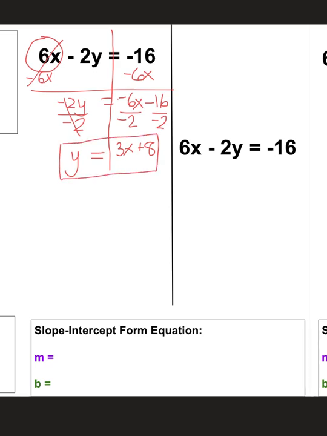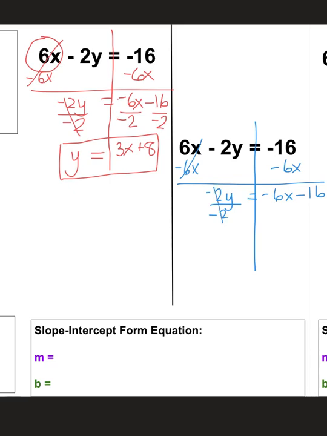Now I have it written again because there's another way you may see it. I'm still going to subtract 6x on both sides, leaving me with negative 2y equals negative 6x minus 16. Divide both sides by negative 2. Before, I divided each individual term by negative 2, but sometimes you might see it where it just has one big line with a divide by negative 2 underneath all the terms.